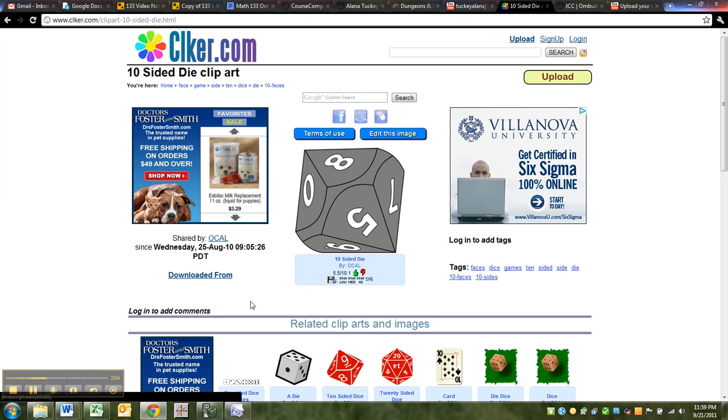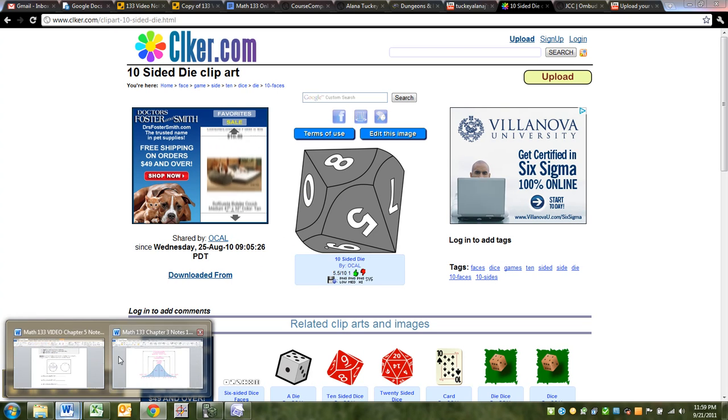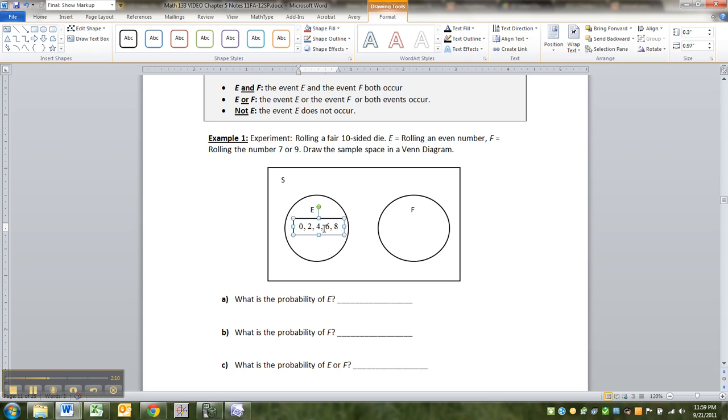So over in the example, let me get the notes back up. 0 is even, 2 is even, 4, 6, and 8, okay? There is no 10 on a 10-sided die. I know it's a little strange, but that's just how they work. Let me copy and paste. Over in F, event F is rolling a 7 or a 9. So the only numbers that are in F are 7 and 9.